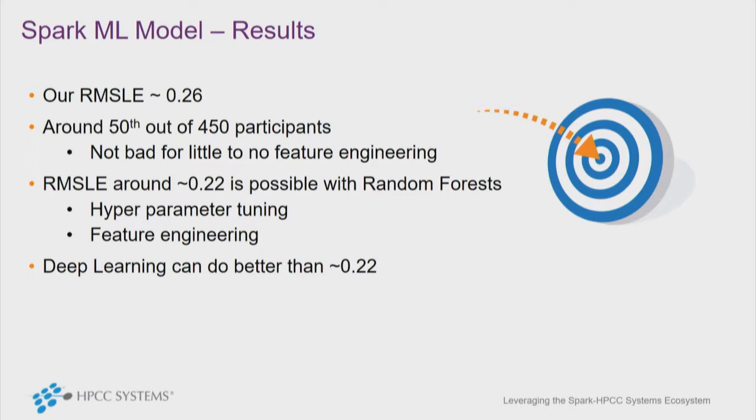Again, a 0.22 is possible with random forest. If you want to do even better, deep learning can do way better actually. And the winner for that year, that was actually a deep learning model. And that's right when deep learning started to pick up, so it was around 2013. So to get down to 0.22, we do some more feature engineering, a little bit more hyperparameter tuning, and again, deep learning can do a lot better.